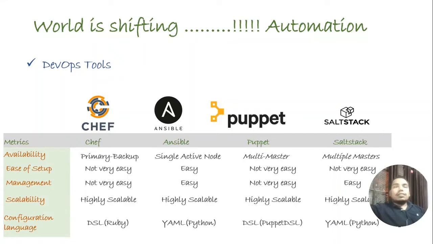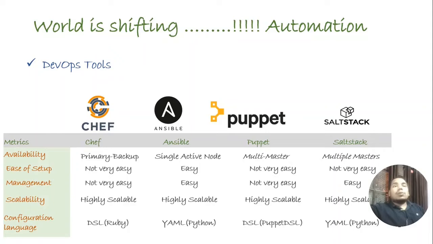Starting with Chef, when there is a failure on the primary server, or say the Chef server, it has a backup server to take the place of the primary server. Whereas Puppet has a multi-master architecture. If the active master goes down, the other master takes the active master's place. In Ansible, it runs with a single active node called the primary instance. If the primary goes down, there is a secondary instance to take its place.